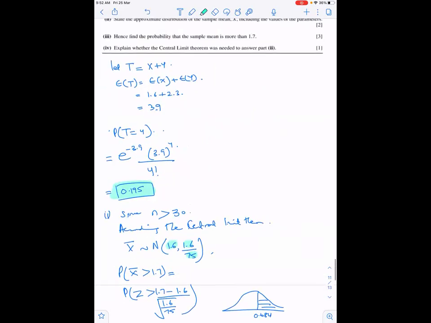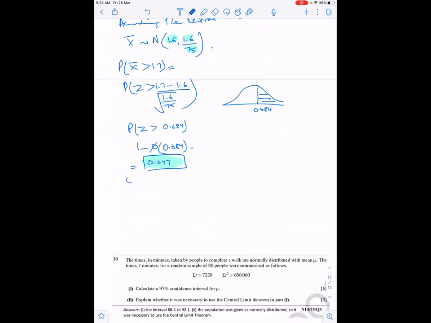Then they're saying explain whether the central limit theorem was needed to answer part 2. Yes, it was required, as the distribution is not normal and the sample size is large. Whenever the distribution is not normal but the sample size is large, you have to apply the central limit theorem.